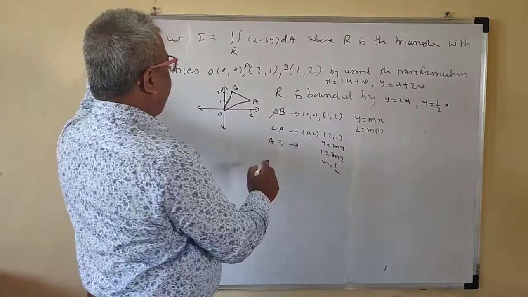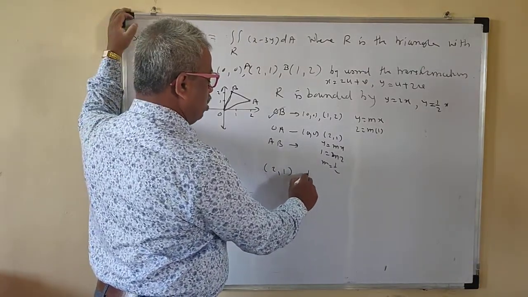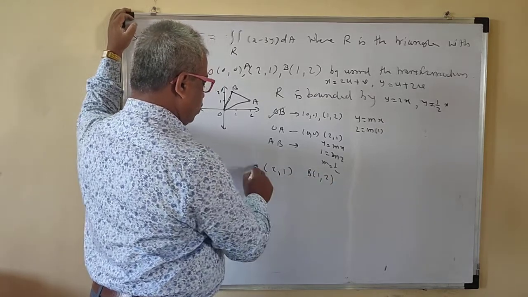Now AB: your A is (2, 1), and your B is (1, 2).